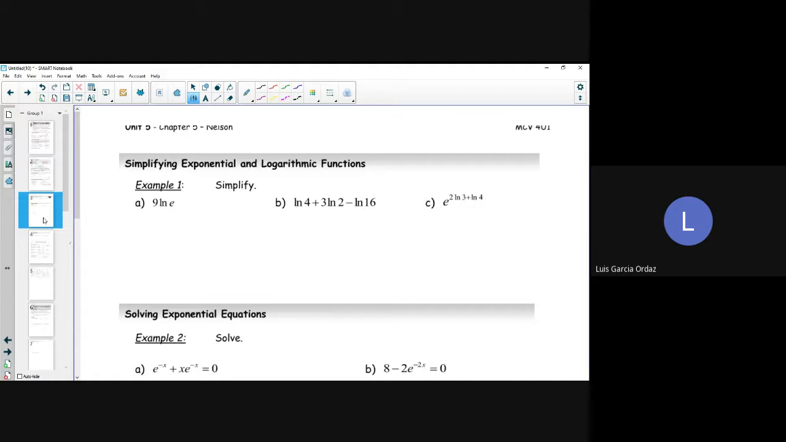So if we go back to our laws, what is ln of e? What does that always equal? 1. Thank you, Mohammed. So we get 9 times 1, which means that our evaluated result is going to be 9. Now my next one, we have ln of 4 plus 3 ln 2 minus ln 16.